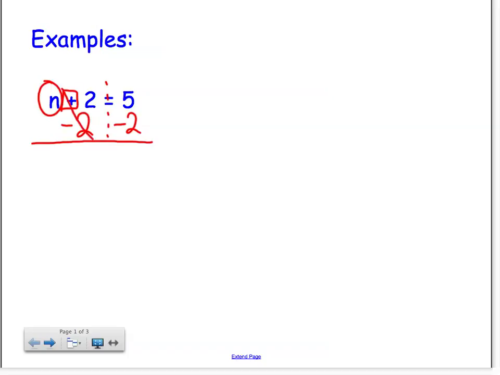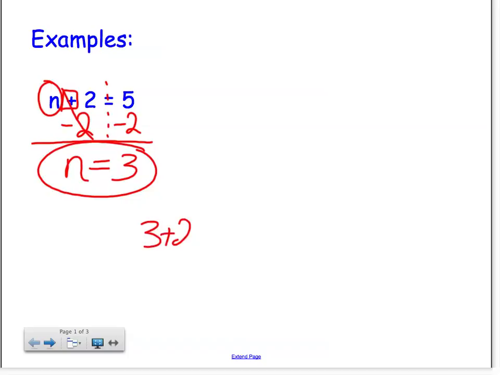Over here, our 2's cancel. A positive 2 and a negative 2 equals 0. So we'd really have n plus 0. But we don't need to write plus 0. It's just a waste of our time. On this side, we need to do 5 minus 2. That equals 3. Now, if we wanted to, we could plug it in and see if we were right. If we put in 3 for n, we would have 3 plus 2 equals 5. We know that 3 plus 2 really does equal 5. So, we got it right.